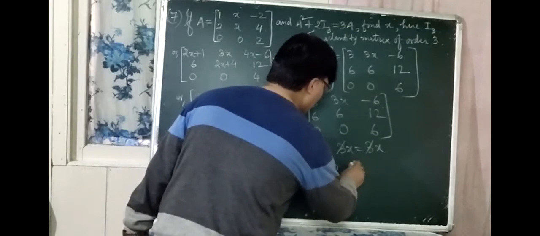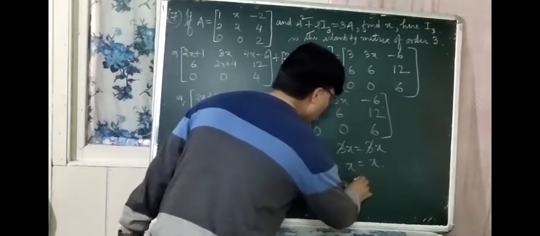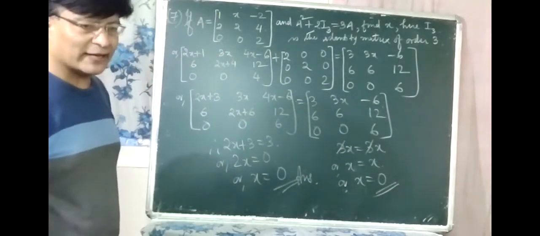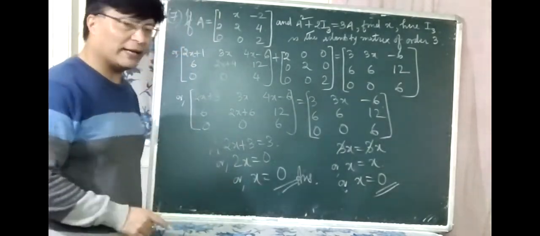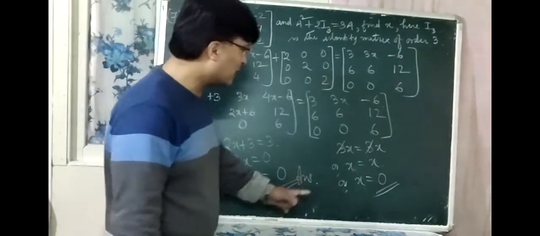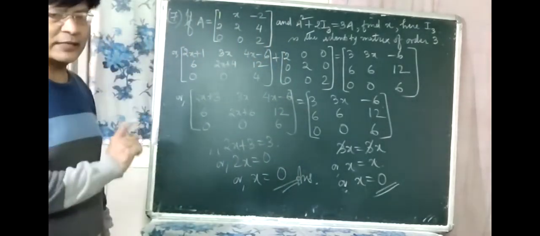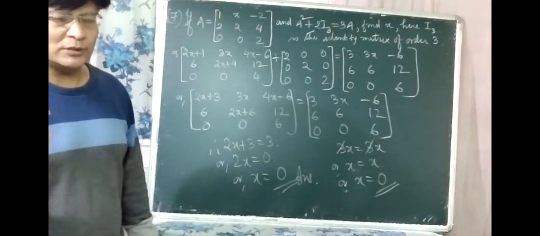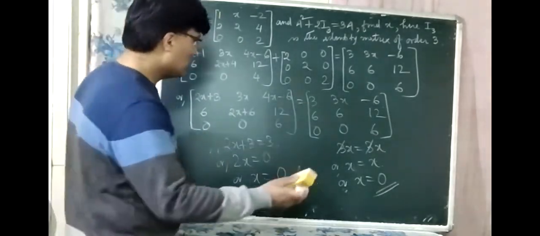Or x is equal to x. That means this is valid when x is equal to 0. So x is equal to x is valid when x is equal to 0 only. Is that clear now? Because you cannot cancel it because x may be equal to 0. So this x is equal to x is valid when x is equal to 0. That means 0 is equal to 0. Is that clear?